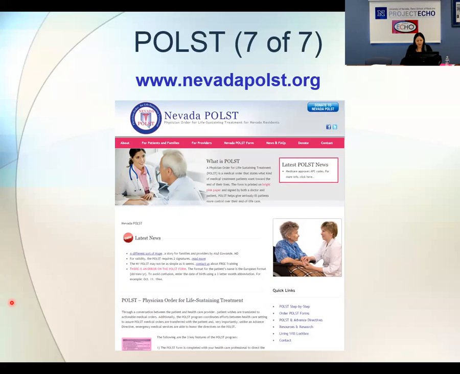So you can obtain the POLST form here at nevadapolst.org, and you can order the form. It's usually a $5 fee when you send it back, and you get a wallet-sized card stating that you have a POLST form. And this too is updated on that Nevada Living Will lockbox. It will show that you have a POLST form as well.